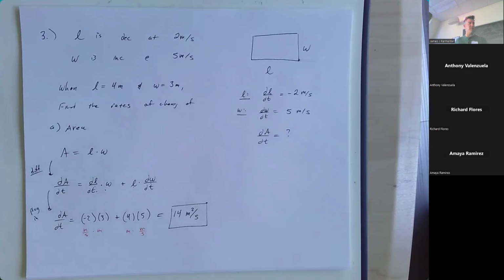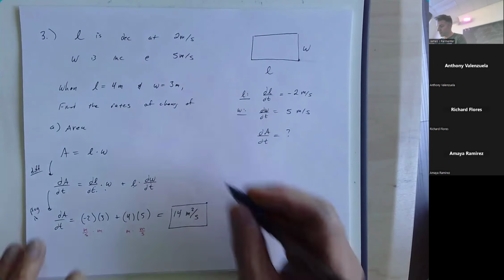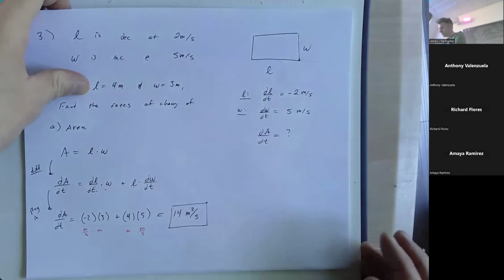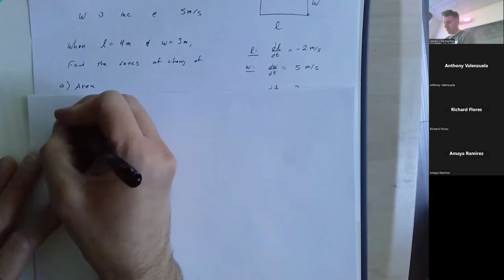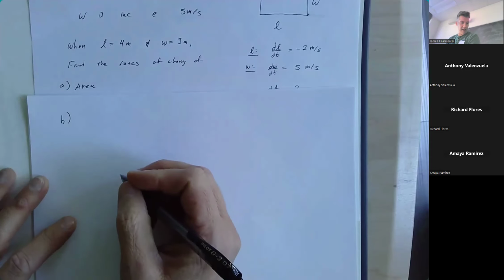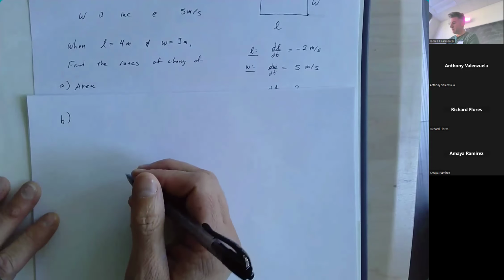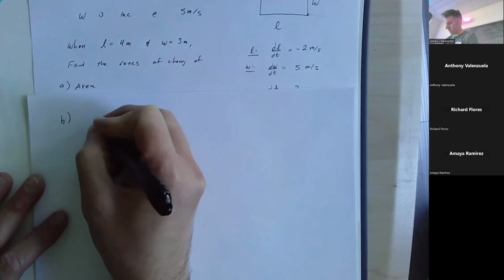Well, actually, the way I'm going to do it is differently than he did it, because I don't love the way he did it. So let's look at part B. Part B asks us to do the same thing, except now we're talking about how the length of the diagonal of a rectangle is changing. So we're going to draw the same picture.